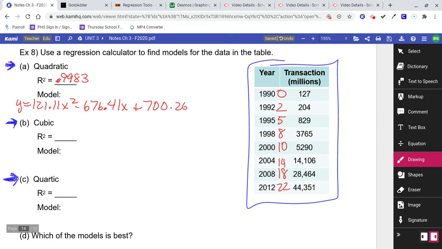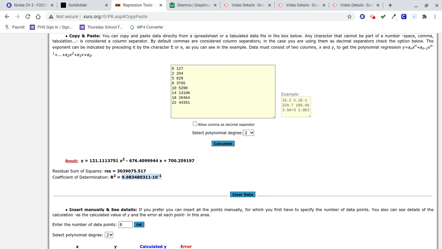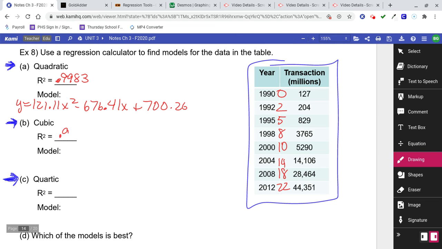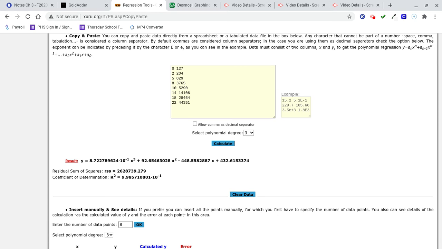Okay, now we've already got all the numbers typed in, so all we have to do here is change it to degree 3 and we can do a cubic. So hit calculate and new numbers come up. Notice this r squared value times 10 to the negative 1st moves that decimal over, so 0.9986. 0.9986 is a little bit better model. When you go back and look at that equation, 8.7, it's times 10 to the negative 1st. So notice that you're going to have to move that decimal over. Let's call it 0.87.